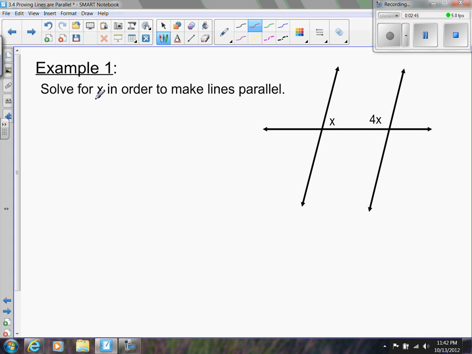In this example, solve for x in order to make the lines parallel. If these lines are parallel, what has to be true about these two angles? So you first have to look at these two angles and say, these angles are what type? Alternate interior, alternate exterior, corresponding, or consecutive interior. And they are consecutive interior. And then we've got to figure out what that means.